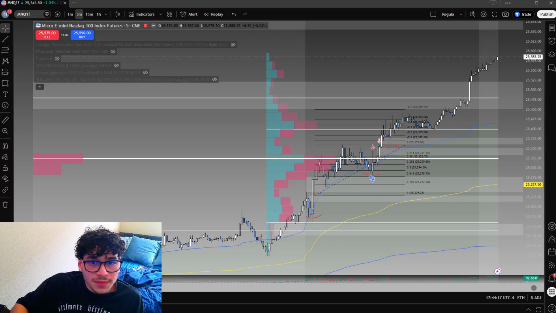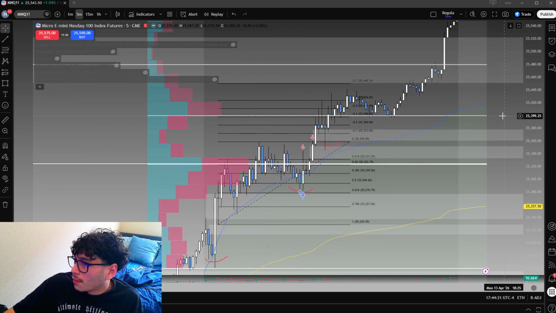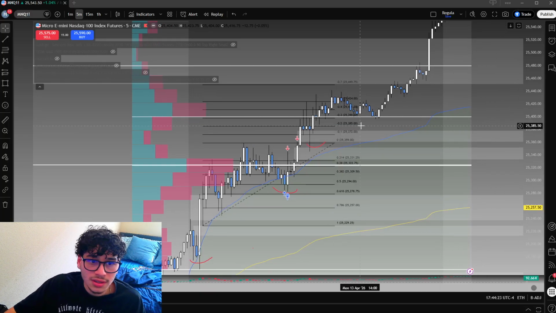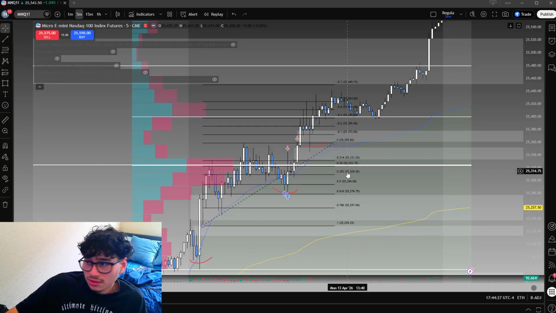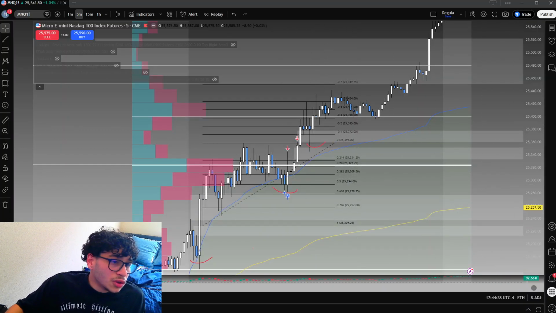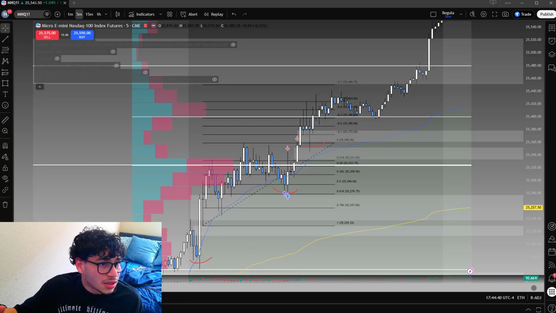When you drop the Fib tool on your chart, you'll see levels. I'm going to just point out the main ones. You're going to see the 0.236, 0.382, 0.618, 0.786, and stuff like that. Now I'm going to explain where most people mess up using this tool so you don't make the same mistakes.